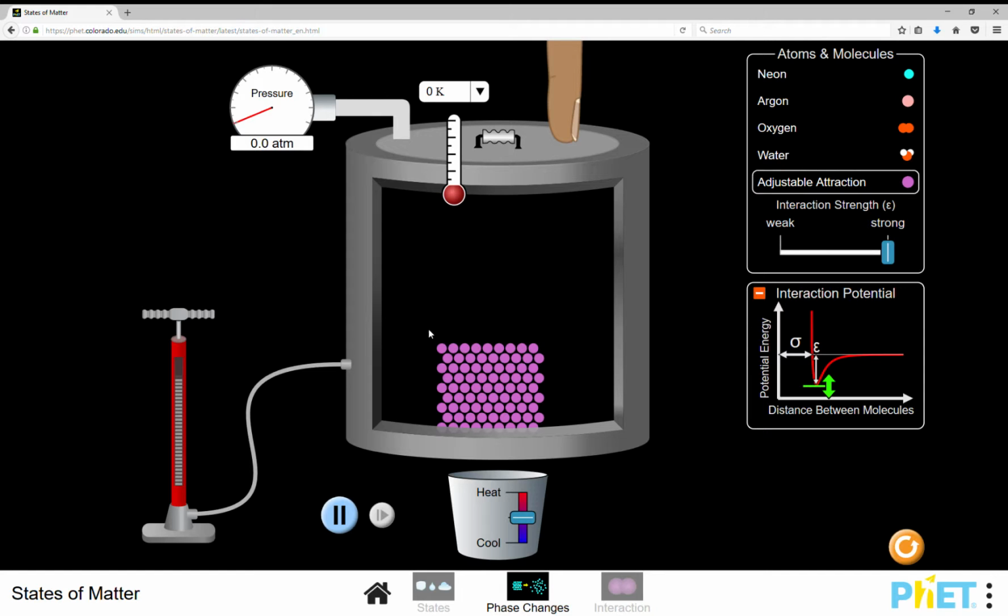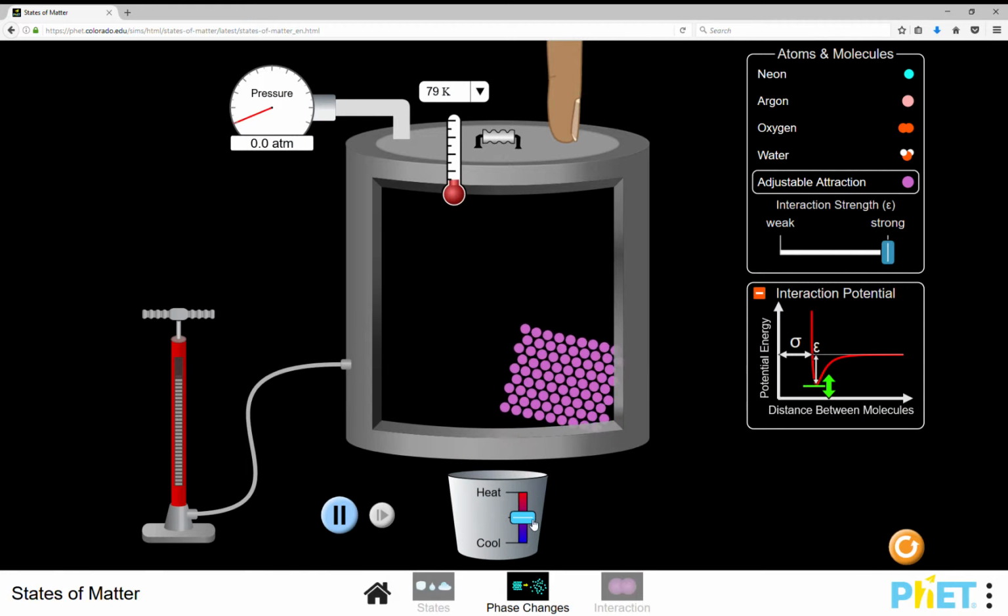So on screen we have a solid made of particles which are in fixed positions. Because they're in fixed positions, that means it is a solid, so it will hold its shape and it cannot be compressed. Now if I increase the temperature, so I go from 0 Kelvin all the way up to about 79, we find that those particles are still in fixed positions.